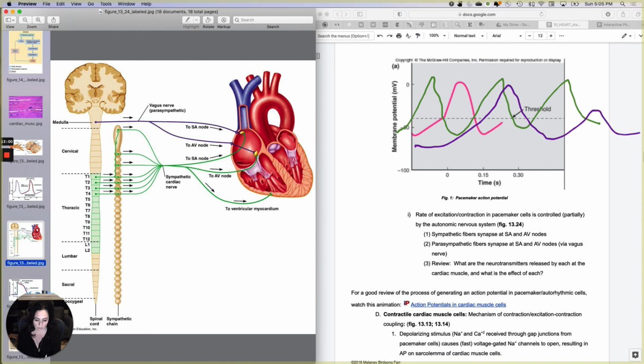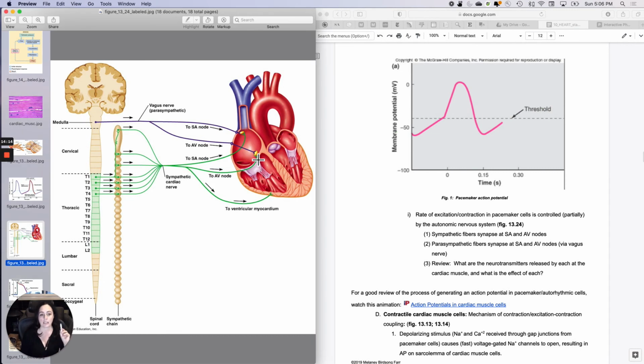So the rate of excitation contraction in pacemaker cells is controlled partially by the autonomic nervous system, because it's already doing its own thing, but the autonomic nervous system can say, hey, I know you're about to have an action potential, but the sympathetic nervous system wants you to have one now. And it will depolarize when you are already on your way to depolarization. Or the parasympathetic nervous system could say, hey, I know you thought you were going to have an action potential, but how about I hyperpolarize you and slow you down? So that is the relationship between those two.